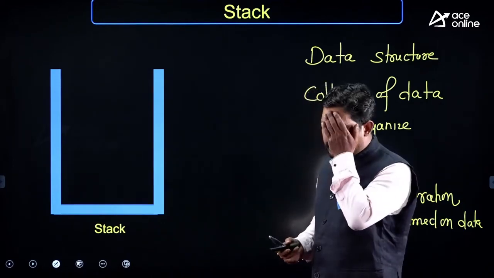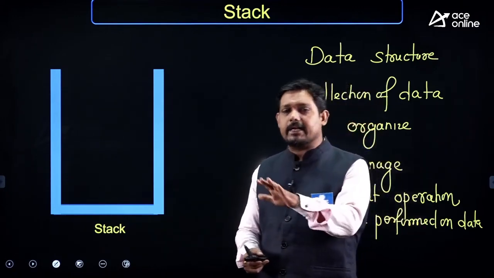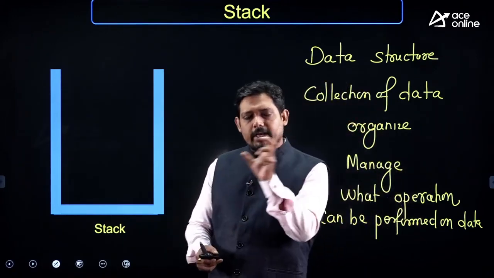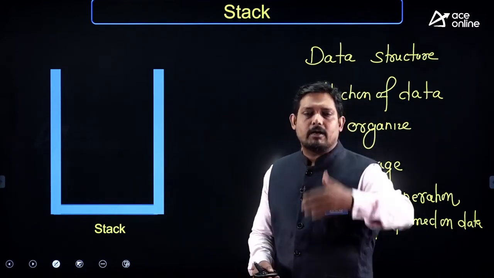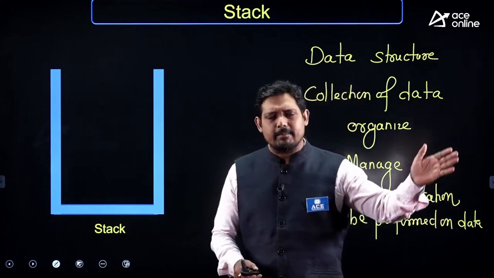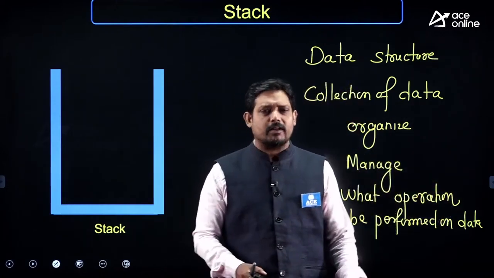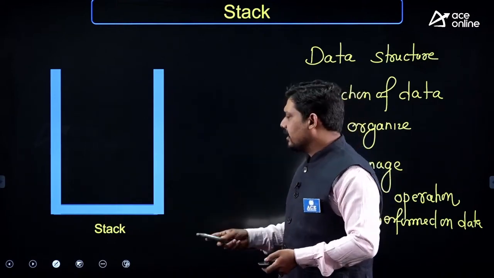Non-linear I'll explain later, but a linear collection is one where one data is arranged and then the second data comes, then the third. So their interrelationship is linear in nature, arranged in a row or sequential manner, meaning one after another. That is basically a linear collection.